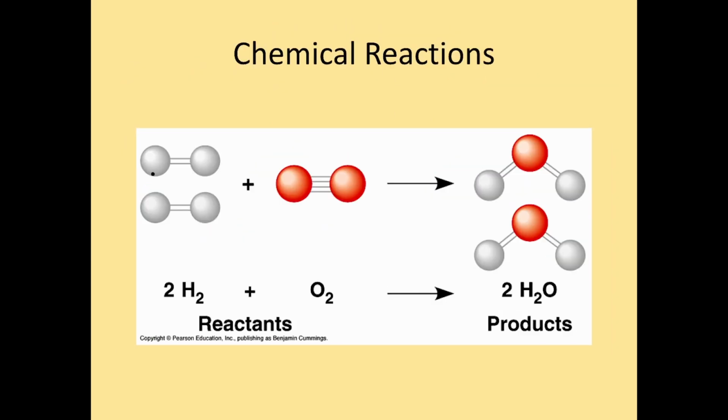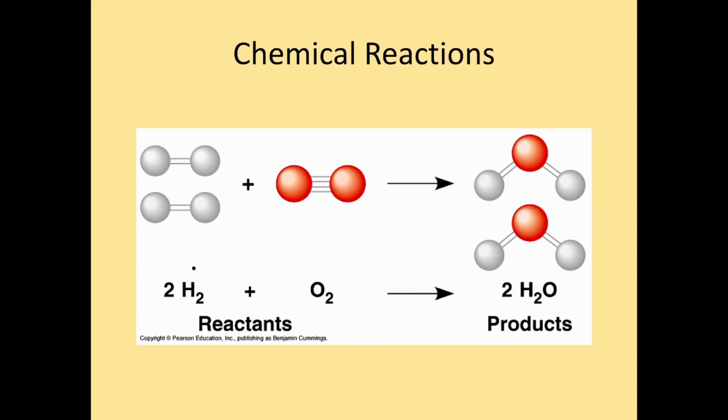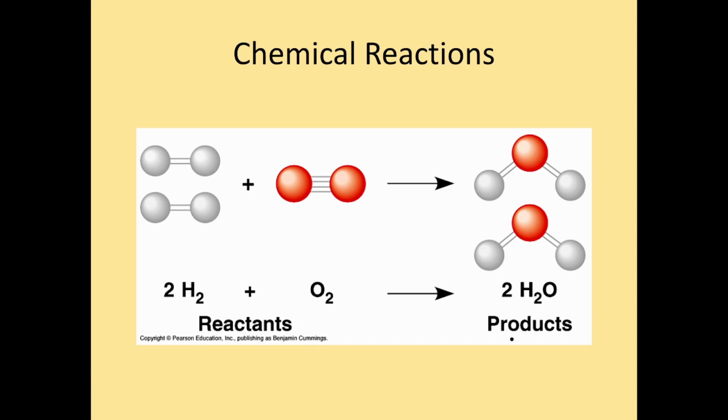And that's the whole essence of chemical reactions. We have, in this case, hydrogen and oxygen, and by sharing electrons, they lose their individual properties and they form water, right? These are the reactants, and then what's made at the end is called products. There you have it.